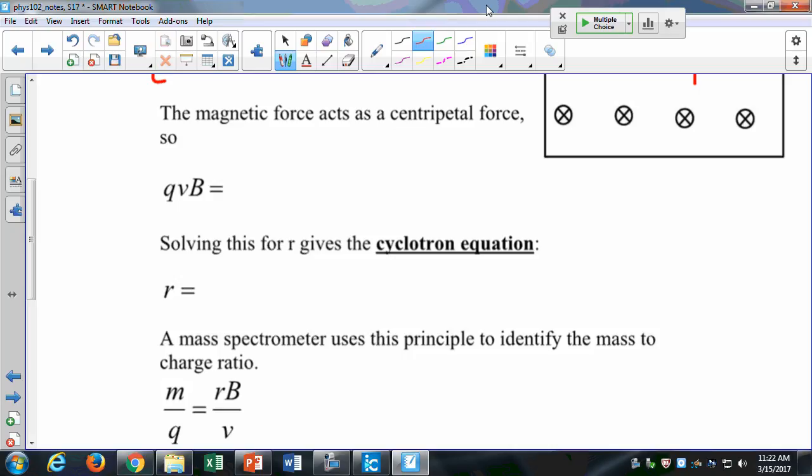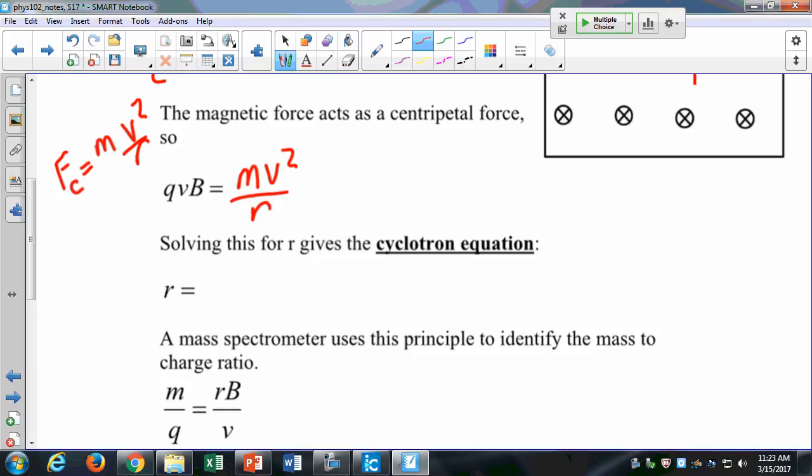Our ball on a string, the tension in the string, that is the centripetal force. So in this case, the magnetic force is the centripetal force. So we say qvB equals mv squared over r. If y'all recall that from last semester, the centripetal force is equal to the mass times the centripetal acceleration, which is v squared over r.